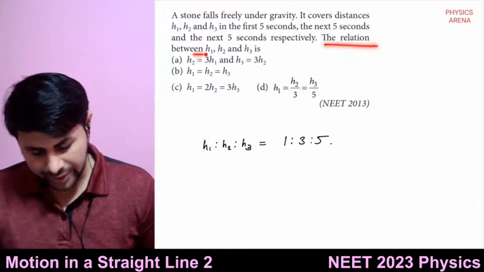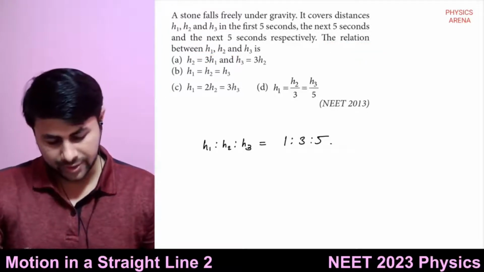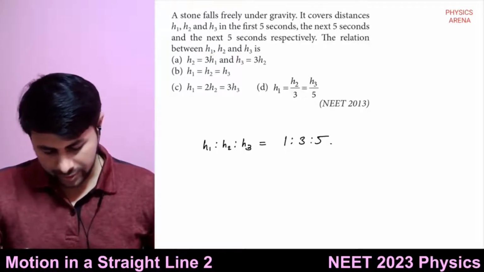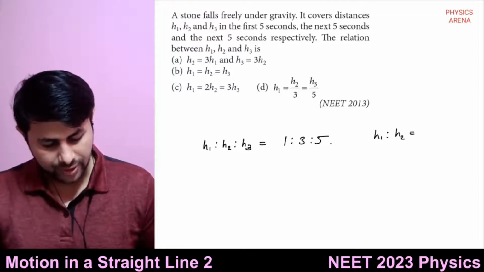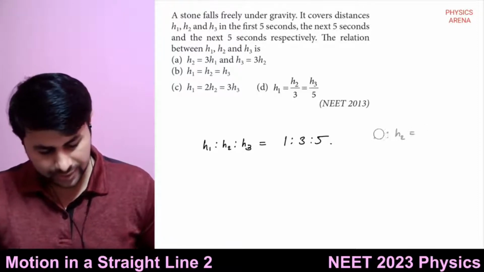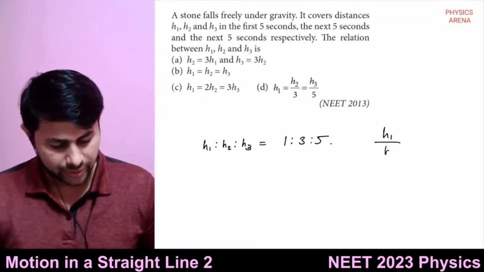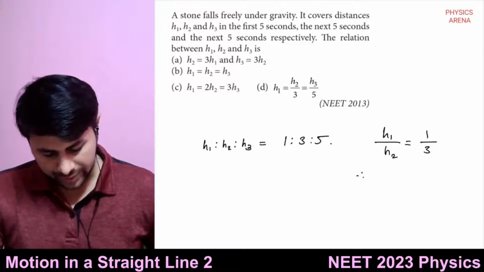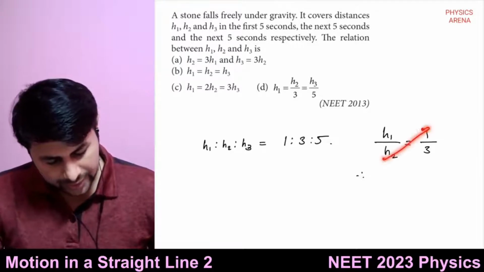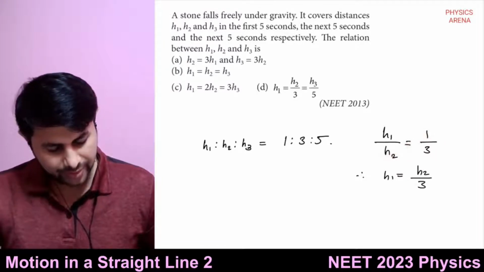The relation between h1, h2, h3 is, what is the relation between h1, h2 and h3? Okay, so now I can write, see, h1 is to h2 equals to what? Or I can write this as a ratio. By ratio I mean quotient. So h1 divided by h2 will be equal to 1/3, and therefore I can take this h2 on the other side. So h1 is equal to h2 divided by 3.